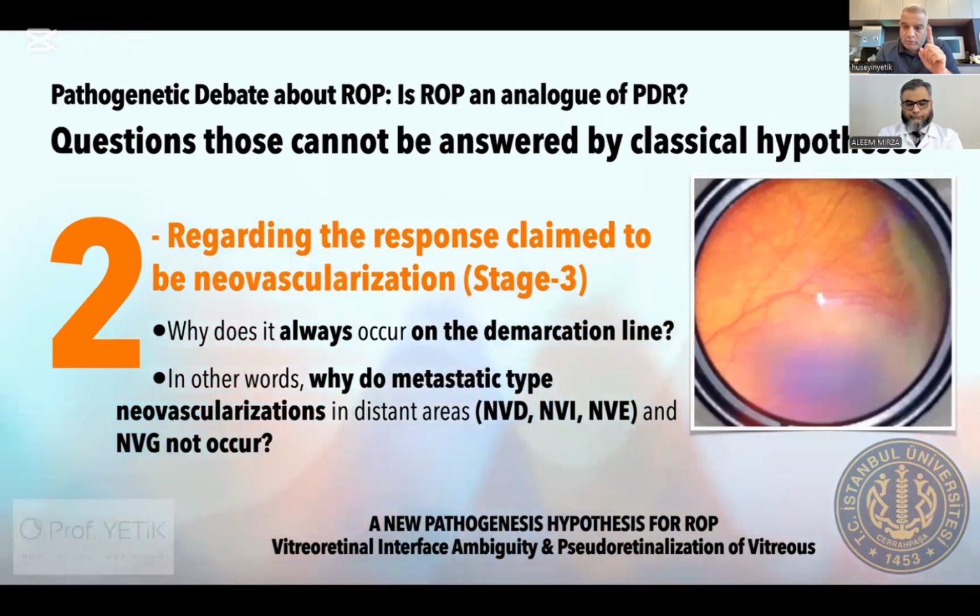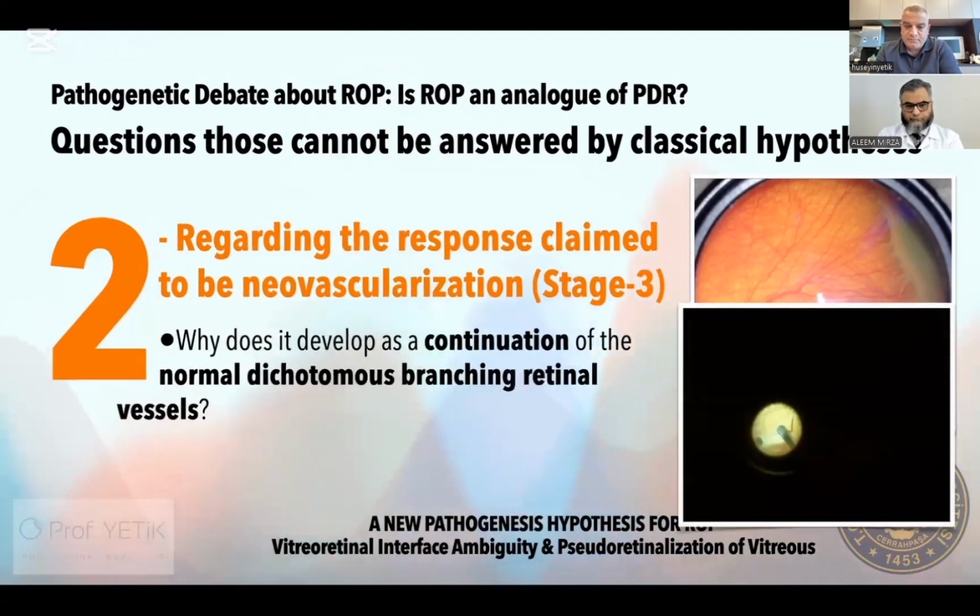First and most important one, why, if it is neovascularization, if the disease is about ischemic retina proliferation, do these proliferations only occur on top of the stage 2, stage 1 demarcation line? If it is an ischemic problem, then there should be some metastatic neovascularization at the optic nerve head, at the angle, but we don't see anything like this. So why do we still claim it is a disease of neovascularization?